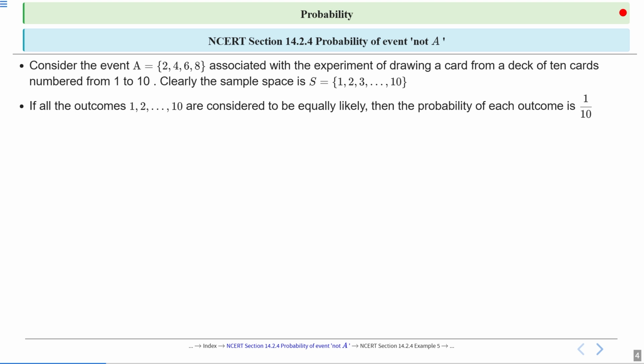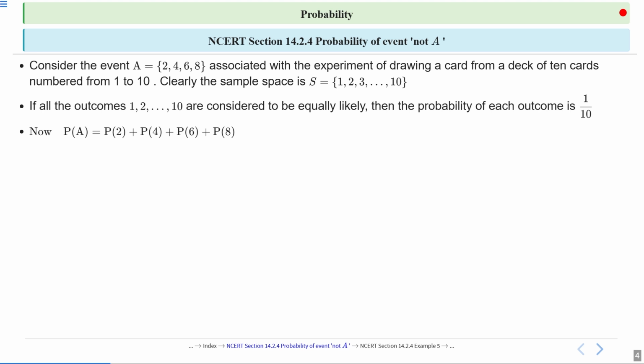Since all the outcomes are considered equally likely, and here we have 10 outcomes, the probability of each outcome should be 1 by 10. Previously we discussed that if n outcomes are equally likely, then the probability of each outcome is 1 by n. Here we have 10 outcomes, 1 to 10, equally likely, so the probability of each outcome is 1 by 10.